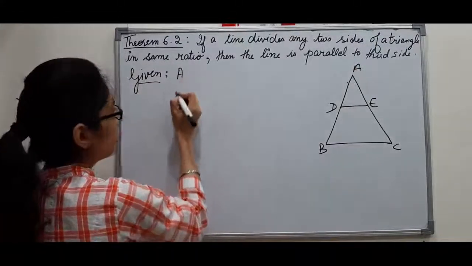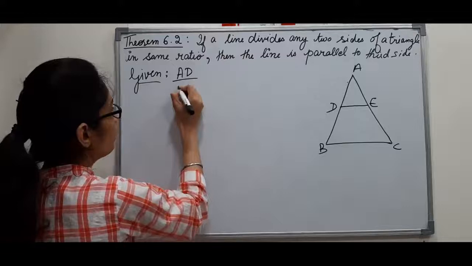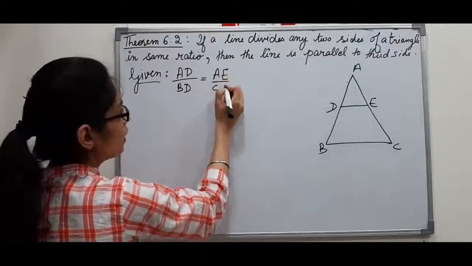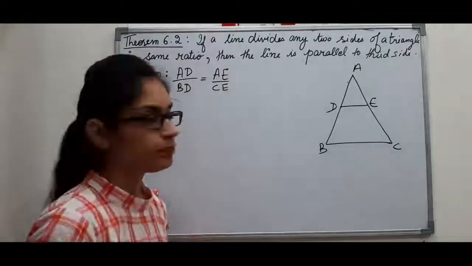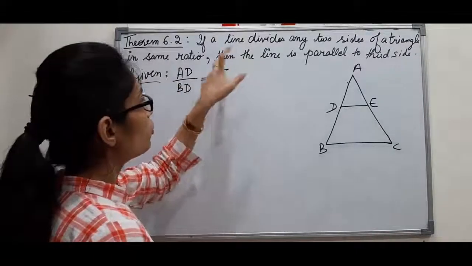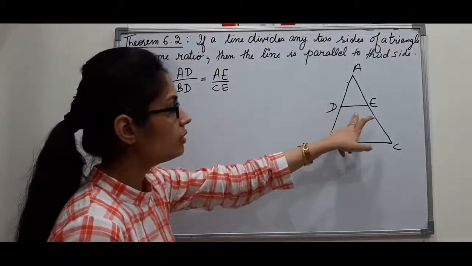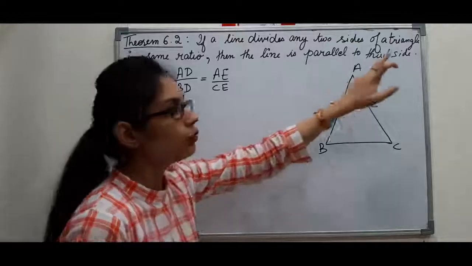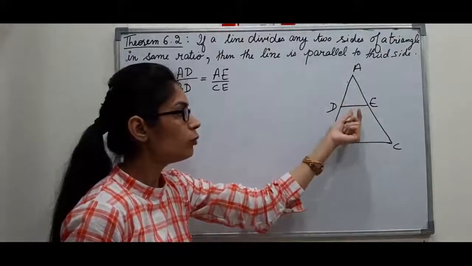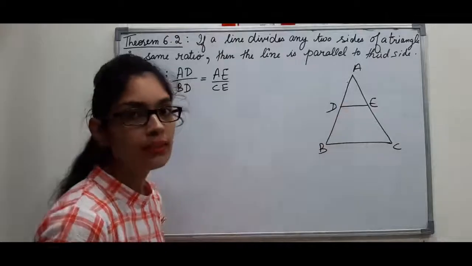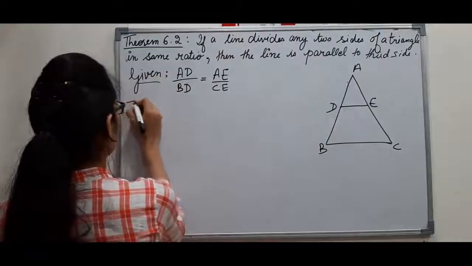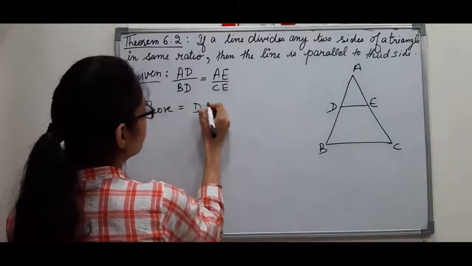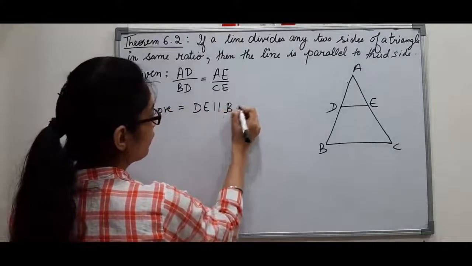So I can write it down in this way. AD upon BD is equal to AE upon CE. So this thing is given to us. So what do we have to prove? If this line is dividing two sides of a triangle in the same ratio, then the line is parallel to the third side, which means we have to prove that this line is parallel to the third side of the triangle, which is BC. So to prove: DE is parallel to BC.